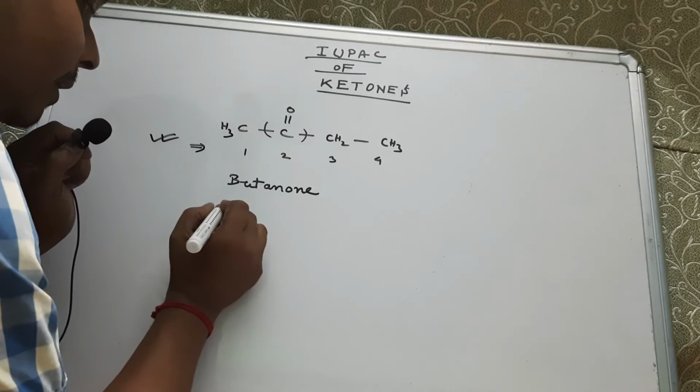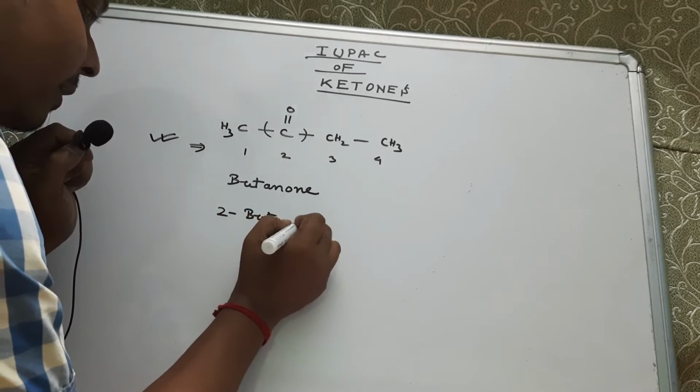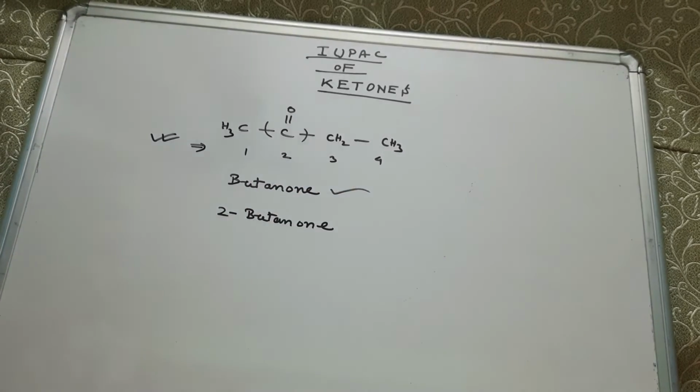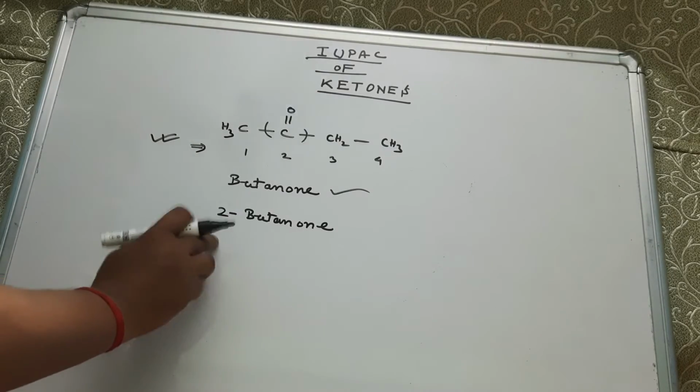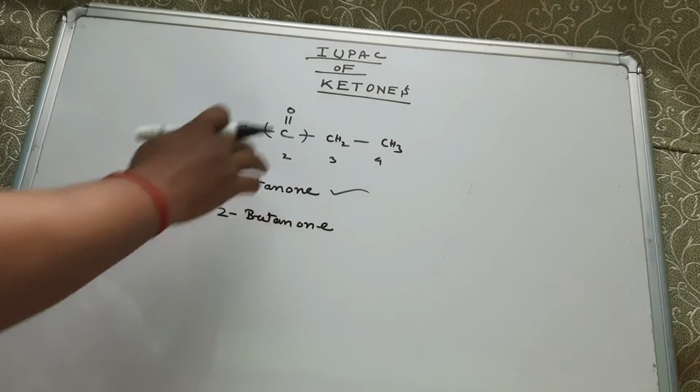Don't write 2-butanone. You shouldn't write 2-butanone. It is noteworthy: butanone is right. You don't write the number, the position of the keto group. You shouldn't write it, because obviously it must be present at the second position. There is no other position vacant for that carbonyl carbon. Okay.